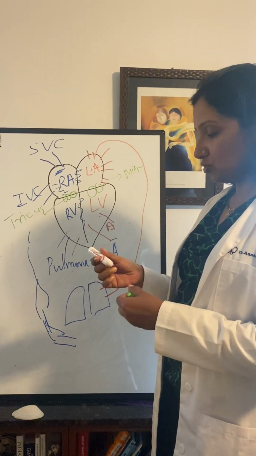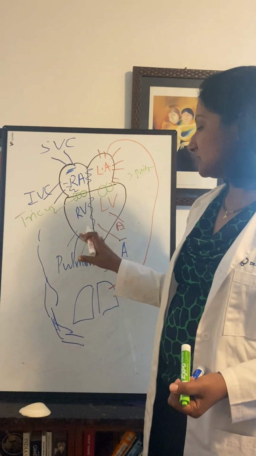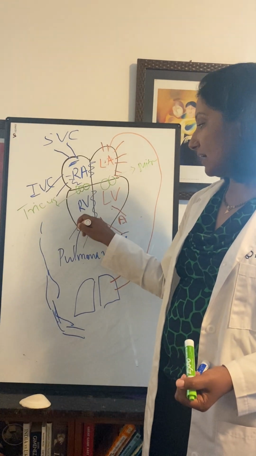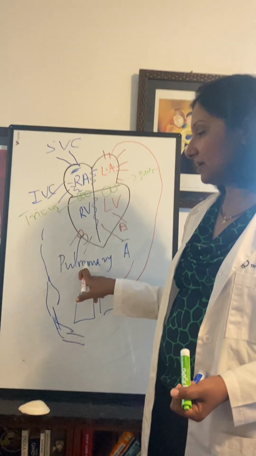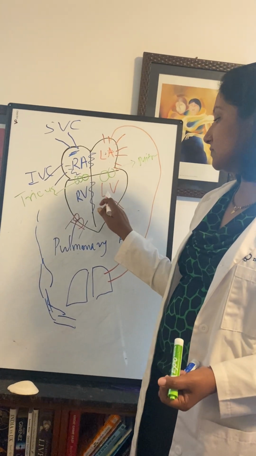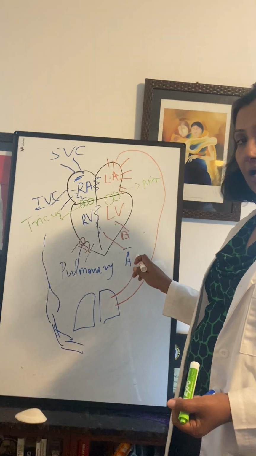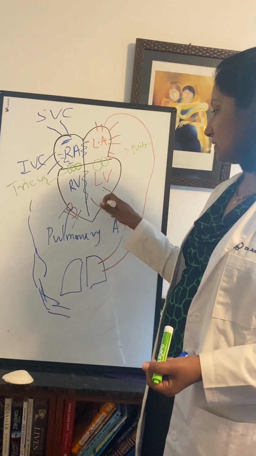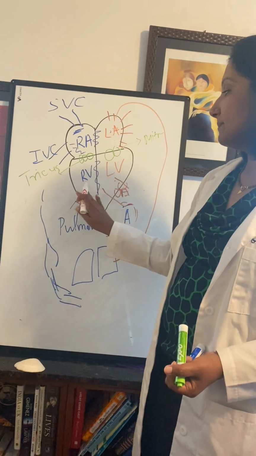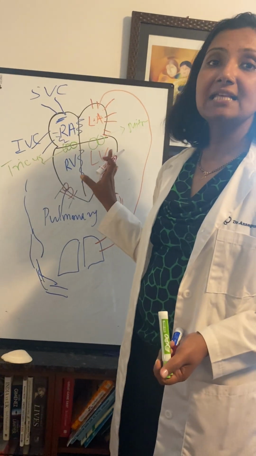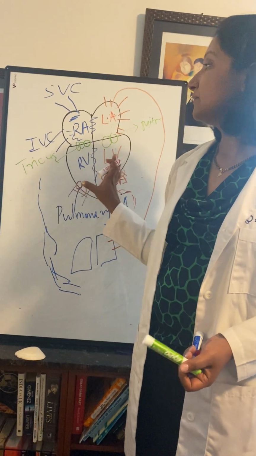Now similarly, you also have valves between the right ventricle and the pulmonary artery. This valve, as it goes into the pulmonary artery, is known as the pulmonary valve, and the valve between the left ventricle and the aorta, going onto the vessel, is known as the aortic valve. The pulmonary valve and the aortic valve are called the semilunar valves.